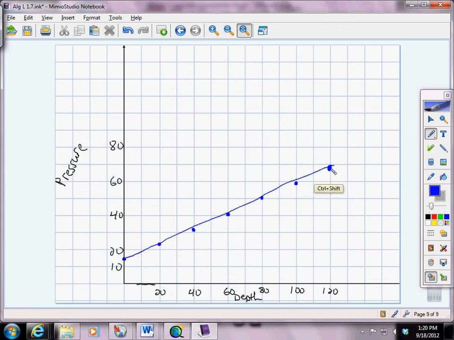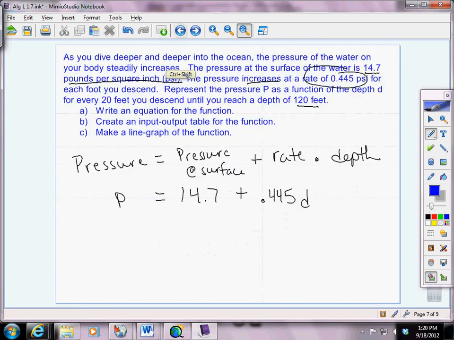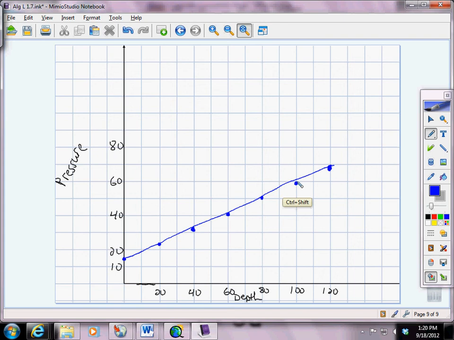But we don't continue our line any further, and we don't put arrows at the end because, again, our domain from our original question says our zero depth is at the surface all the way down to 120. So we can see from this graph how much the pressure increases on our body the deeper we dive. Again, functions help us show the relationship between numbers. It's important to remember that for every input there's exactly one output, and within a function we can create an input-output table and graph our data.